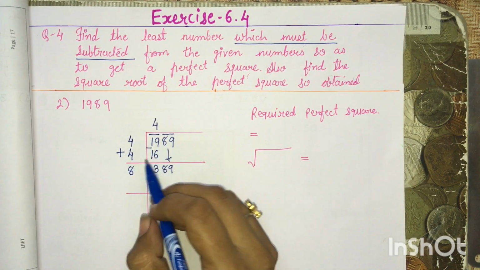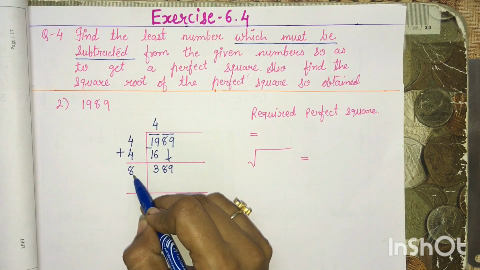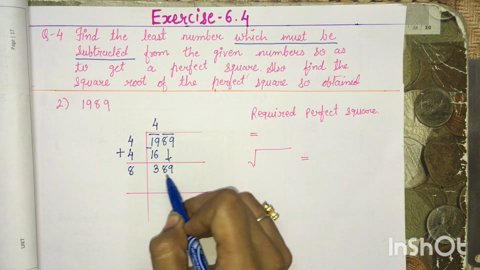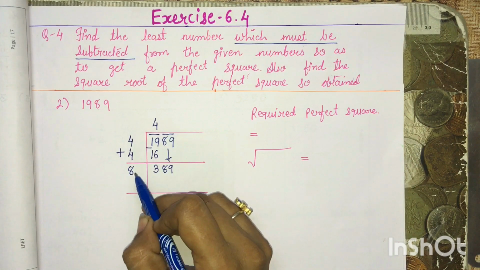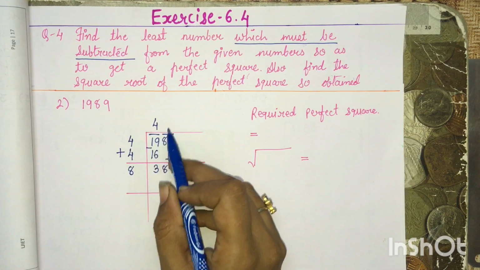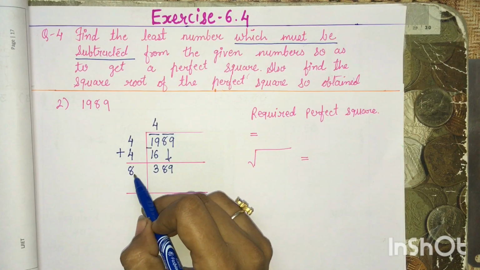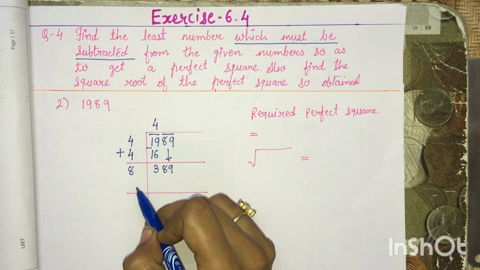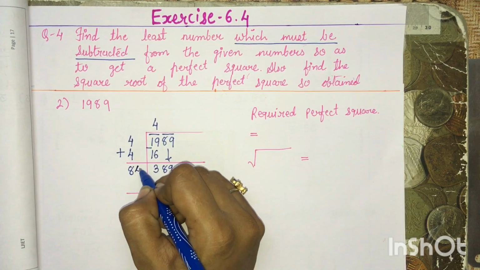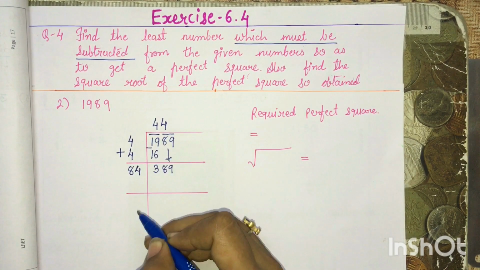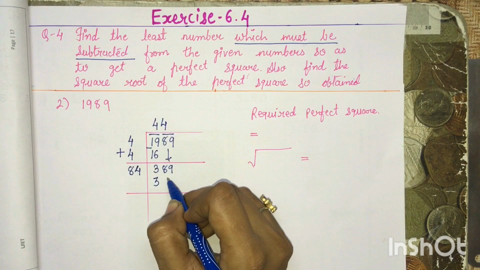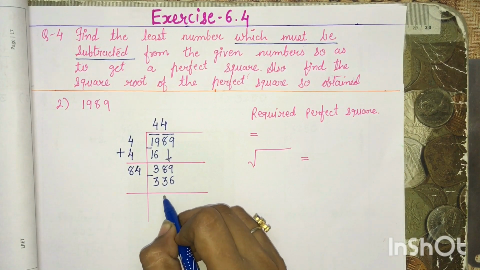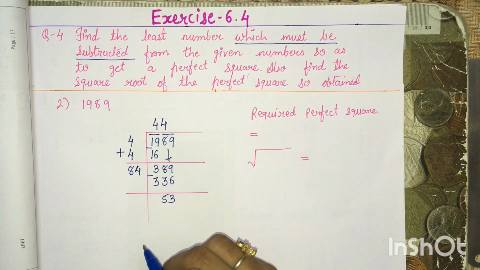Now we have to find some digit over here, so that the new number we will multiply with the same digit and the product should be less than 389. If I take 81, then 81 ones are 81, which is too small. Same way I can take 82 twos are, 83 threes are, 84 fours are. Here we will take 84 fours are, which is 336. Taking subtraction again, the remainder we are left with is 53.